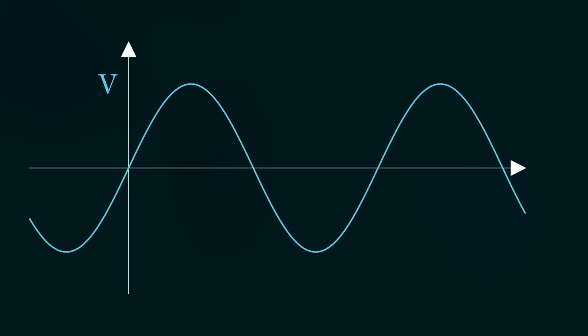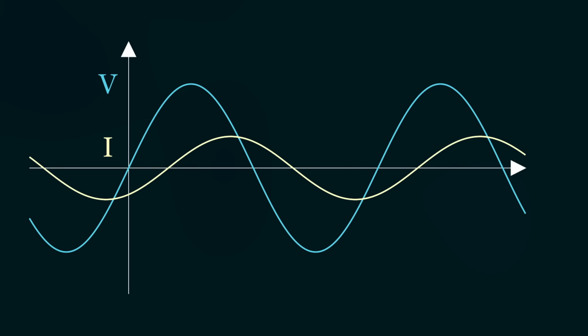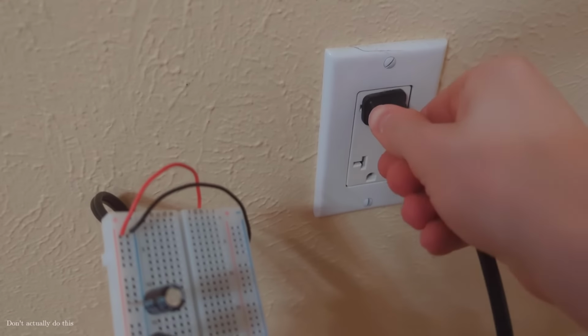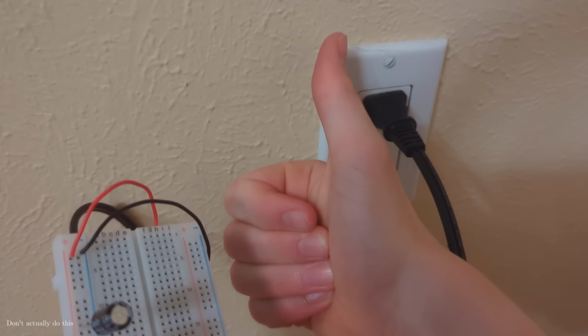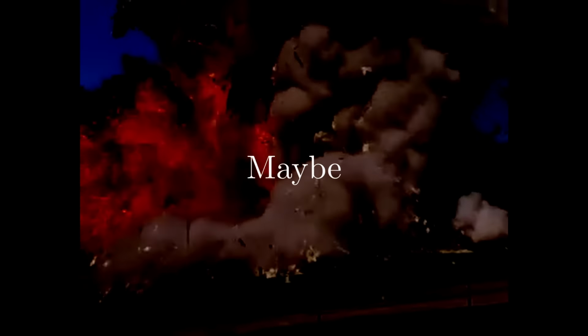So basically, impedance measures how much current you get when you apply a certain amount of voltage, but in AC circuits, the frequency also matters, which is why it's a different quantity than resistance. And now that you know about AC circuits, you can connect stuff into a wall and you'll be okay. Probably. Maybe.